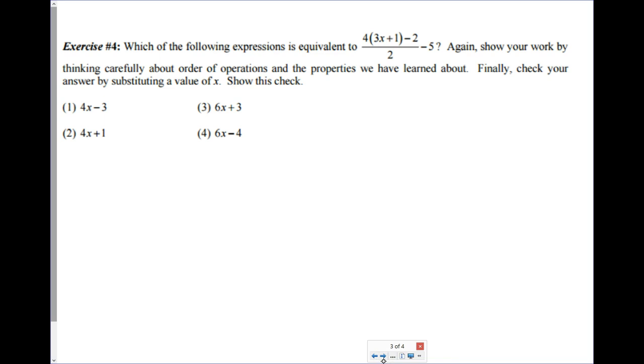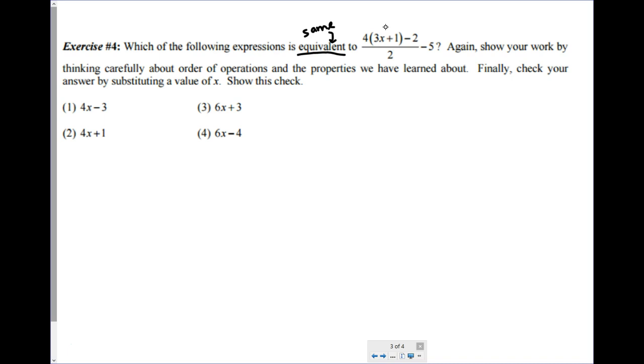All right, exercise 4, we're going to try again, but we're going to try with a little bit of a trickier problem. Now, I know this looks a little scary with all of these parentheses and numbers, but we're going to do it the same way. But let's first read to make sure that it's kind of the same problem. Which of the following expressions is equivalent? What does equivalent mean again? It means the same to 4 times 3x plus 1 minus 2 divided by 2 minus 5.